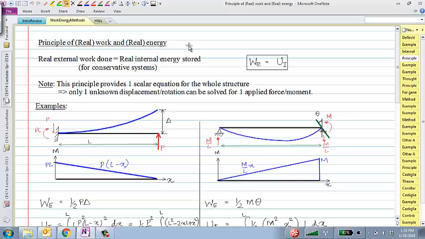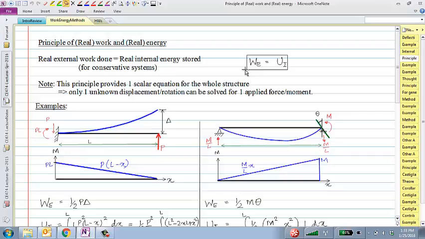All right, so while you guys are getting settled down, let me go ahead and do a very quick review of the real work, real energy method that we had talked about last time. I basically told you that the way this real work, real energy principle works is for any structure that behaves in a linear elastic manner.